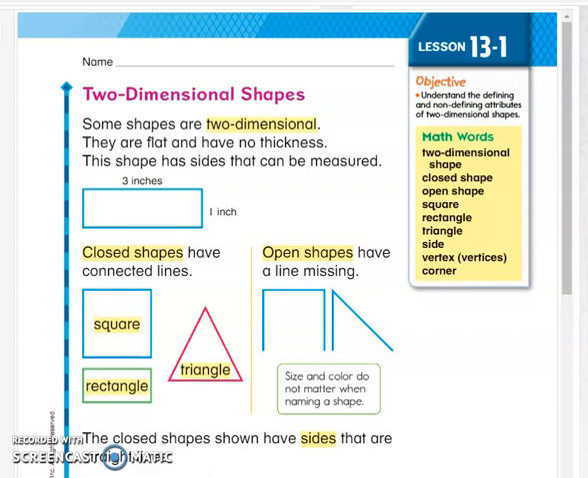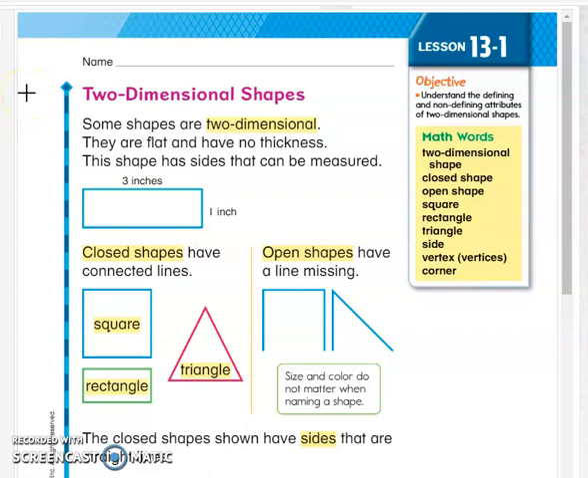It is in chapter 13, so go ahead and get out your math workbooks and go to page 483. If you need to pause the video, go ahead and do that. But we are going to do pages 483 and 484 together, and then I will have you do pages 485 and 486 on your own. Alright, so here we go.